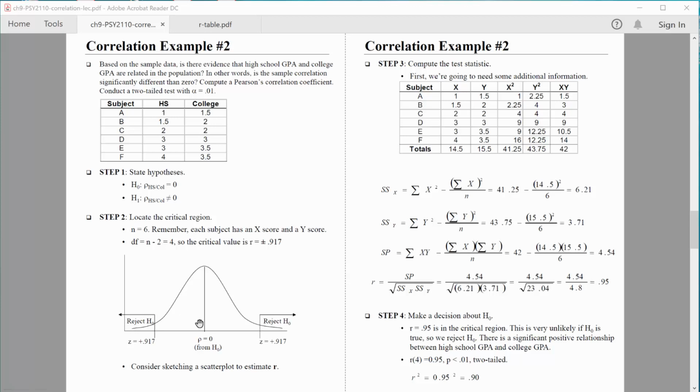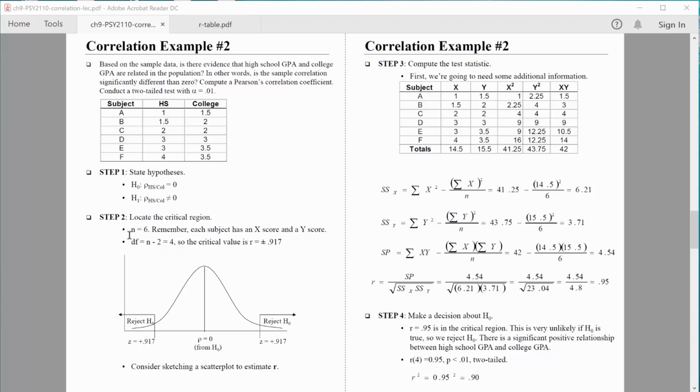So we see that right in the middle. But remember, even if that is true, we would expect some sampling error. So we would expect to find some sample correlations that are positive or negative. We'd expect to find some variability. But it would be unlikely to find an extremely positive correlation or an extremely negative correlation just by chance. So where are those cutoff points?